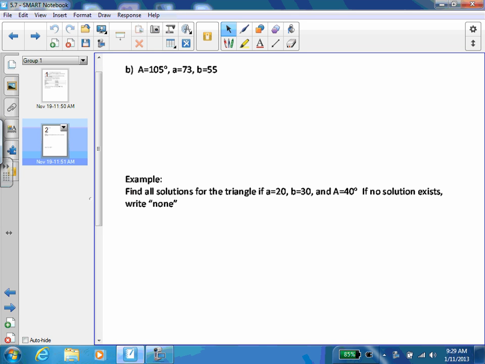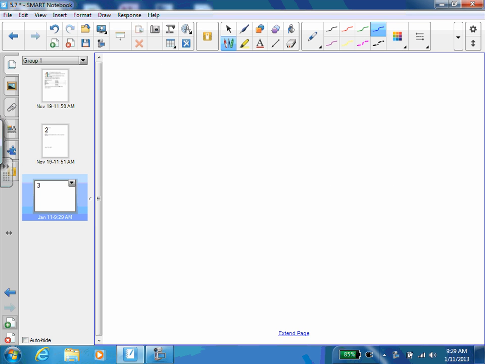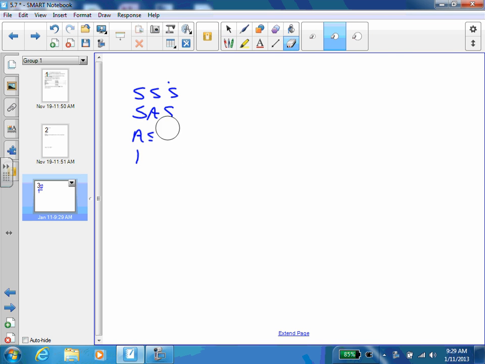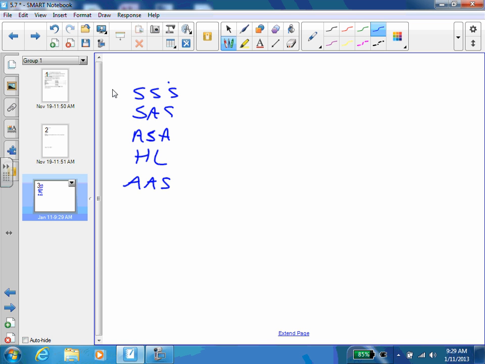You learned in geometry that there is a case. Whenever you had to prove if triangles were congruent, there was the angle, angle, angle. No, there wasn't angle, angle, angle. Sorry. There was side, side, side, side, angle, side, angle, side, angle, hypotenuse leg, and angle, angle, side. Those were your 5 ways that you could prove congruency in triangles, okay?